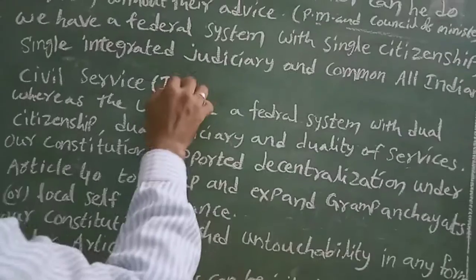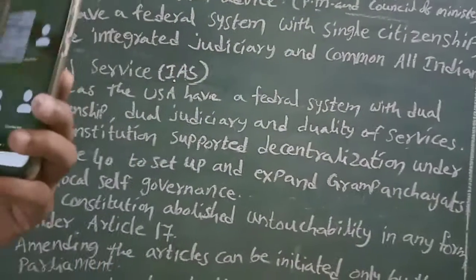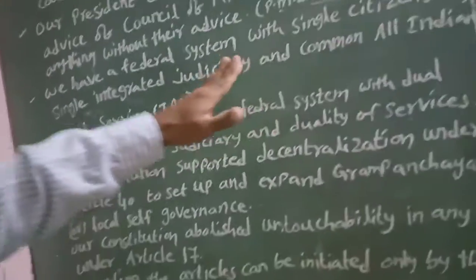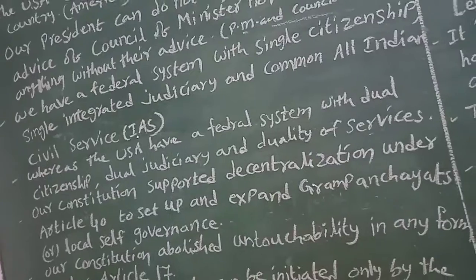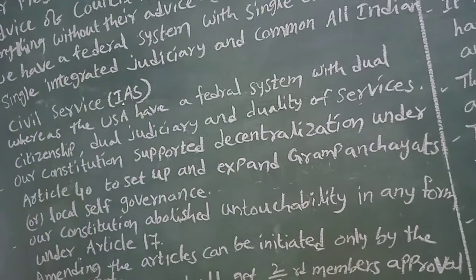All India civil services mean IAS officers. Now, collector, joint collector. The collector is a cadre; he is an IAS officer. It is All India, only one common service, for any state, anywhere in India. Here the IAS service is also included.